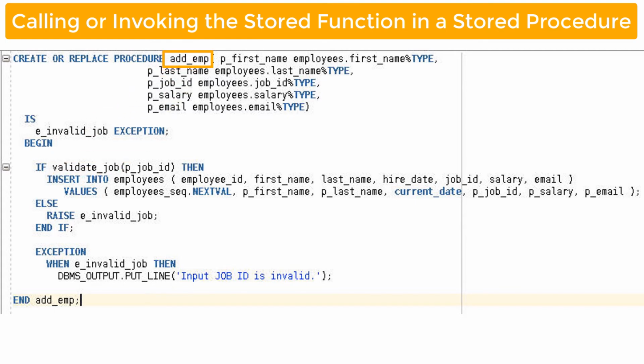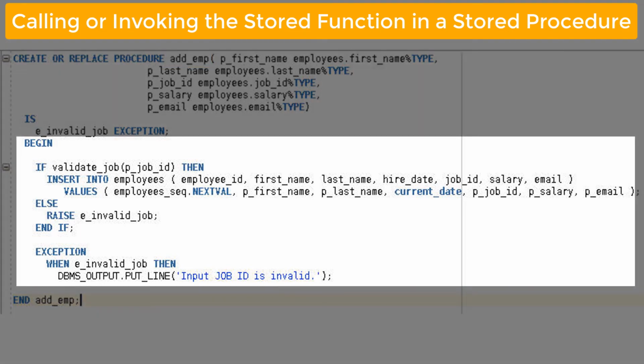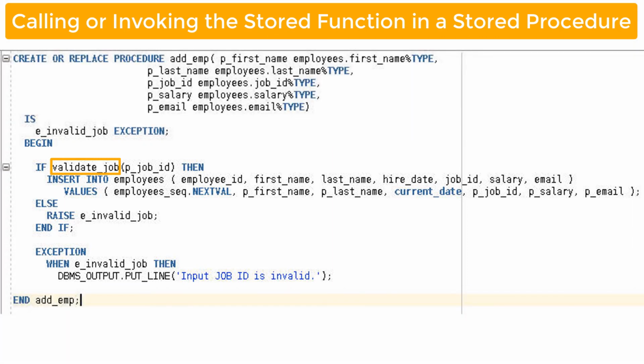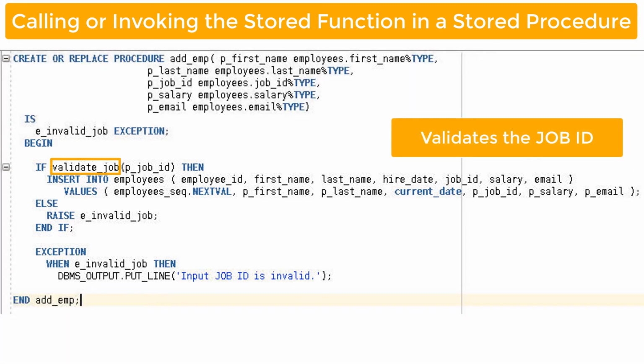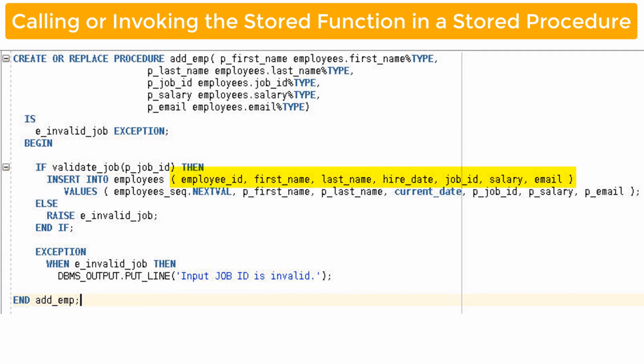Jill modifies the stored procedure to call the stored function. In the execution section of the stored procedure add_emp, she calls the stored function validate_job. The stored function validates the job ID. If the job ID is valid, then the stored procedure inserts the employee details such as employee first name, employee last name, hire date, job ID, salary, and email ID into the employees table.